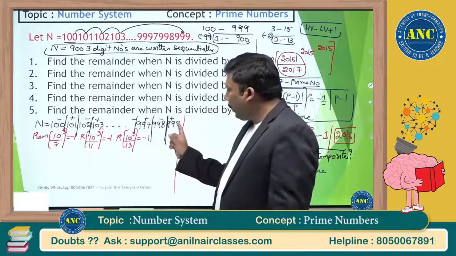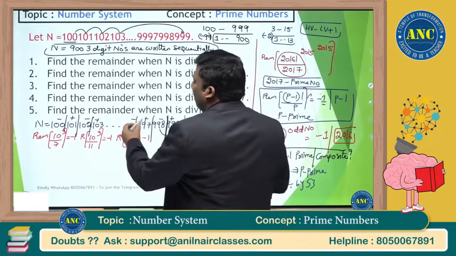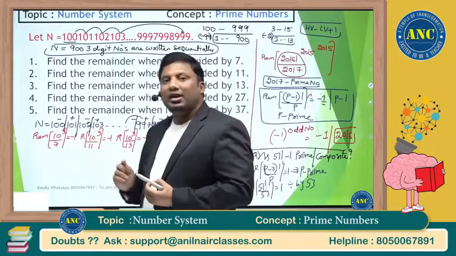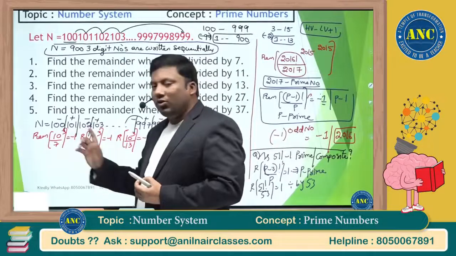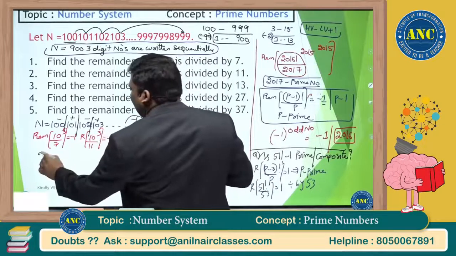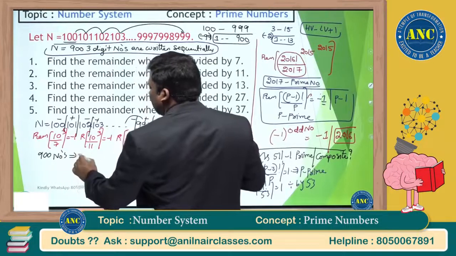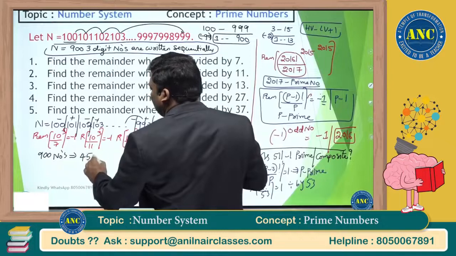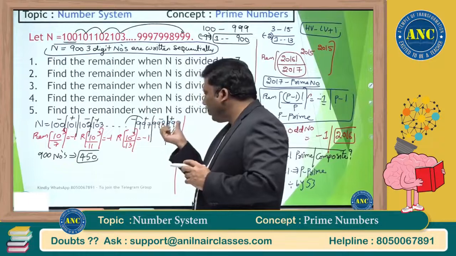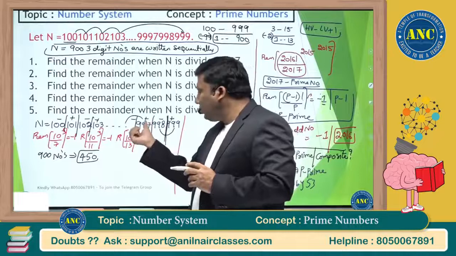So if you observe here, 998 minus 999, how much is it? 1. 997 minus 996, how much is it? 1. 103 minus 102, it is 1. 101 minus 100, it is 1. That means if I take total 900 numbers and apply the divisibility rule, I will get the resultant as 450, because half of them are giving me 1. This minus this 1, this minus this 1.